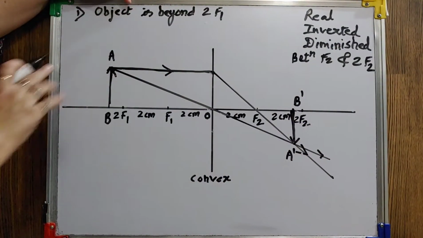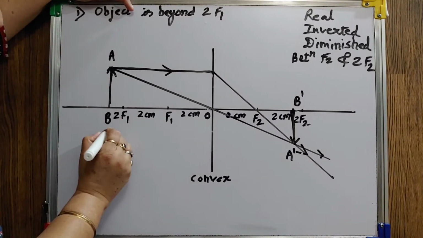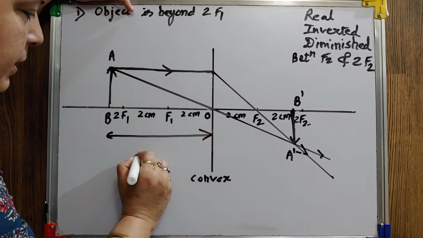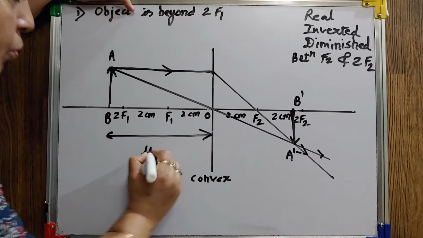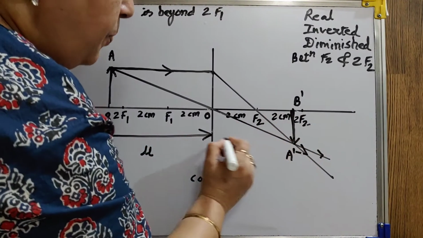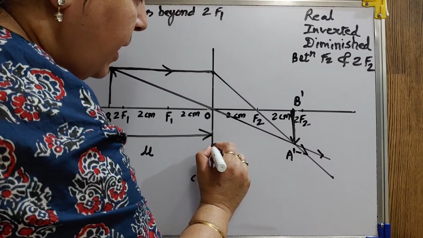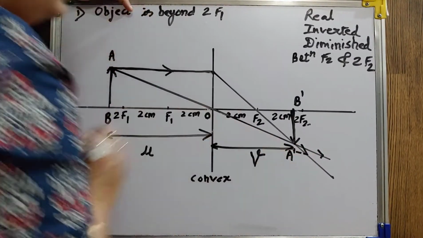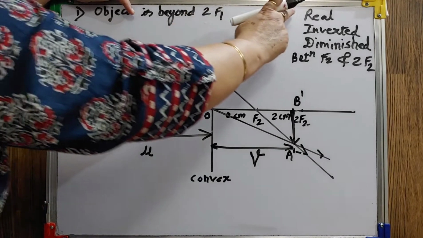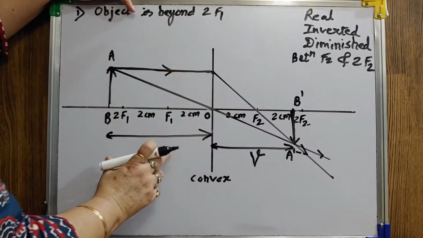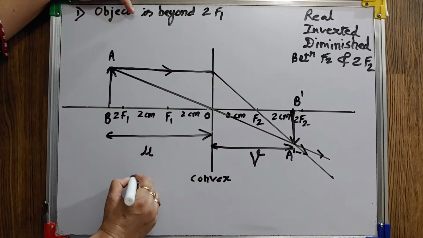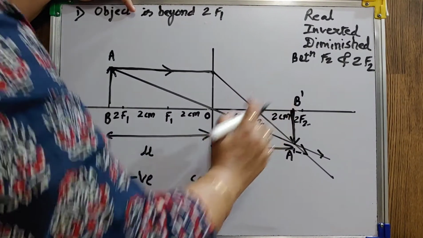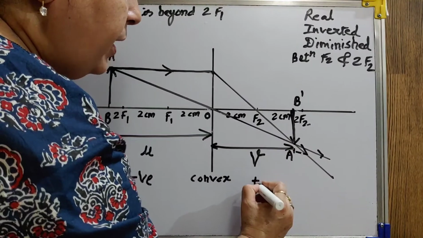Now object I have taken on left hand side. The distance between object and this optical center is indicated by U. And the distance between this optical center and the image is indicated by V. So what we have observed, in case of the real image, U is on the left hand side, so U is negative. Now V is on the right hand side, so it is positive.